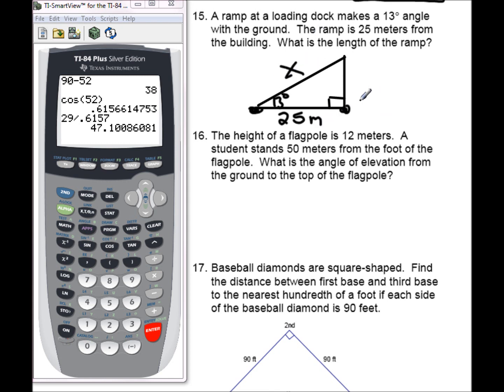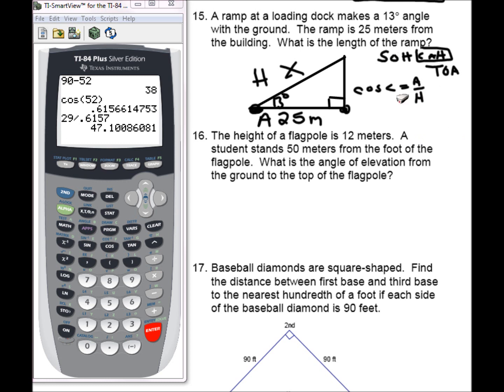Here's the ramp. Okay, once again we have one side and one angle. The angle is not a special right angle, so we're going to use trig. So, SOHCAHTOA. We identify the sides in relationship to the 13-degree angle. 25 meters is the adjacent side, and across from the right angle is always the hypotenuse. So once again, we're using the cosine function because it has an a and an h in it. Cosine function says the cosine of your angle equals the adjacent side over the hypotenuse.